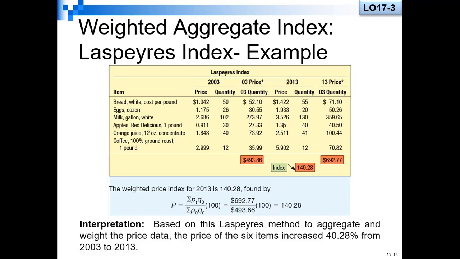And when you divide 692.77 by 493.86, 692.77 divided by 493.86, what do you get? You get 1.402. You get that?